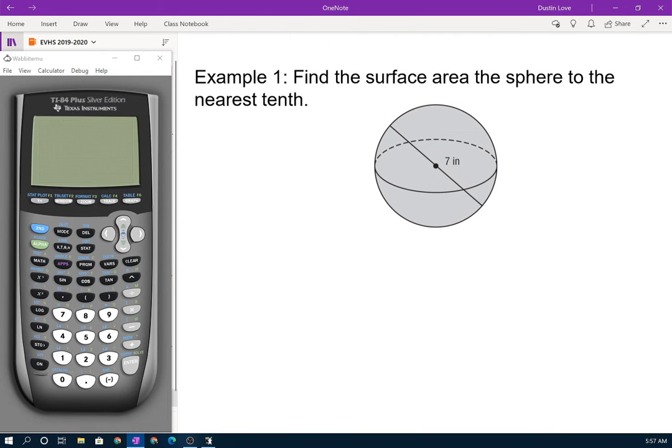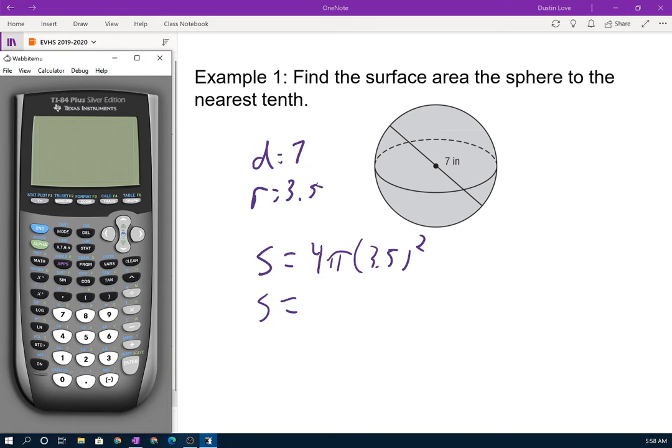Okay, find the surface area of the sphere to the nearest tenth. I'm going to do a couple examples of this. I'm not going to make you guys do it on the assignment. Okay, so here I've got my diameter drawn. So if the diameter equals 7, then the radius equals 3.5. Then the surface area is just going to be 4 times pi times r squared.